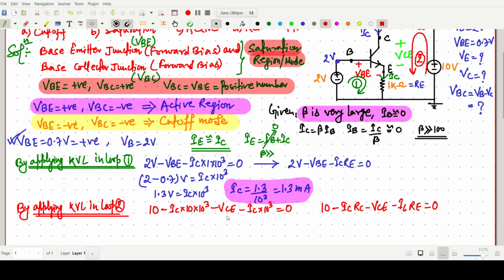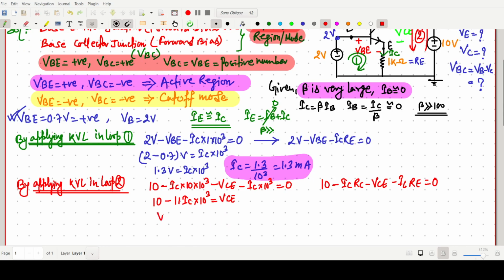Now we have to solve for the VCE value. If we put VCE on the right hand side, we can write this as 10 minus IC into 10 to the power 3 and IC into 10 to the power 3. So we can write 10 minus 11 IC into 10 to the power 3 equals VCE.